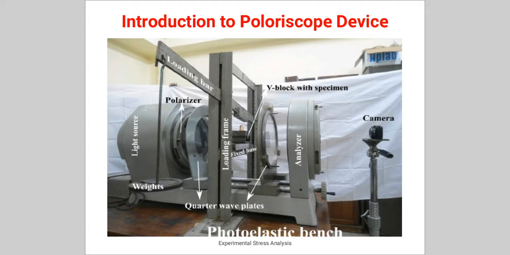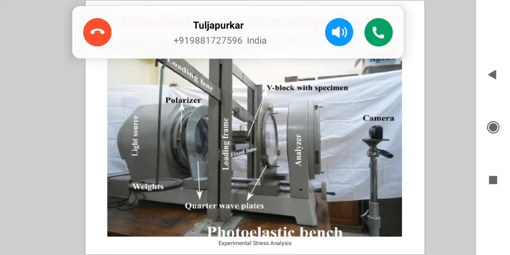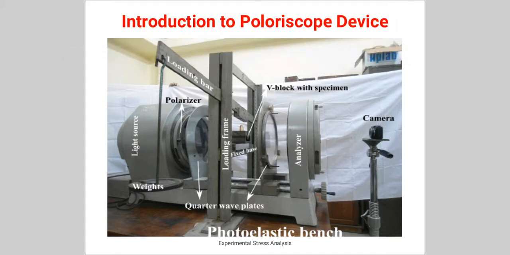If the light passes through this particular polarizer, that polarizer will convert the ordinary light source into polarized light. That means when the light is coming out from the polarizer, it is in only the horizontal direction and it behaves in a simple harmonic motion.